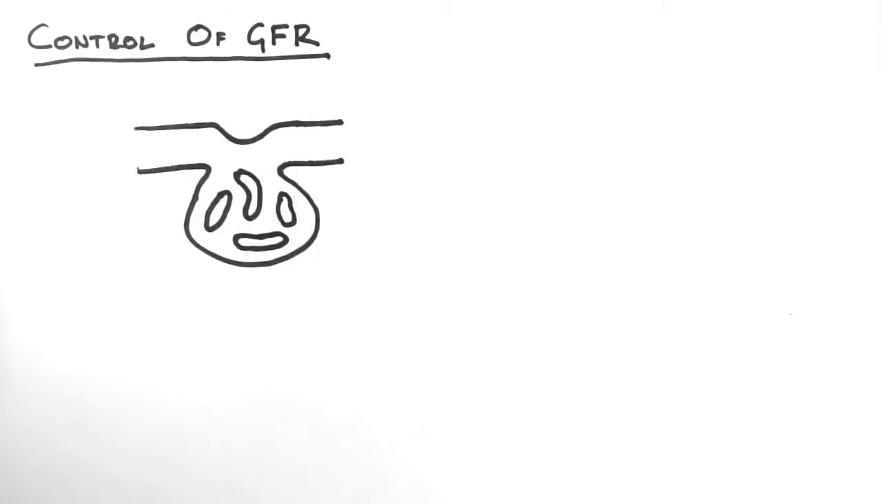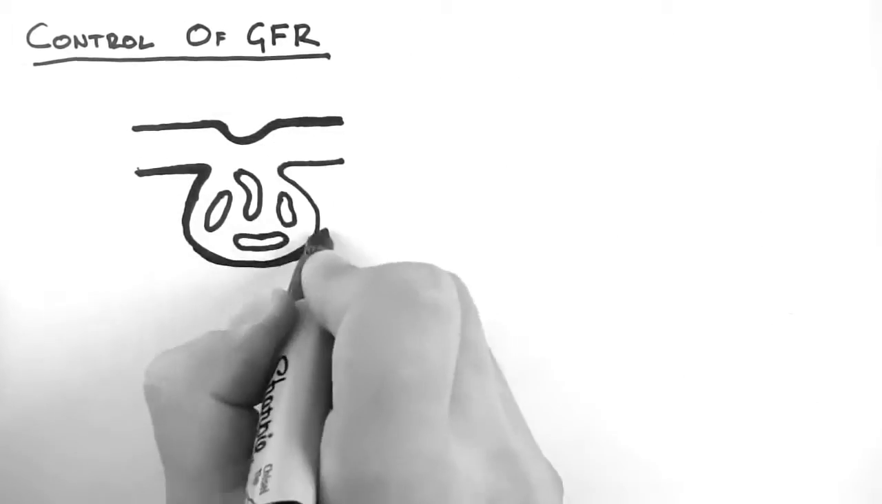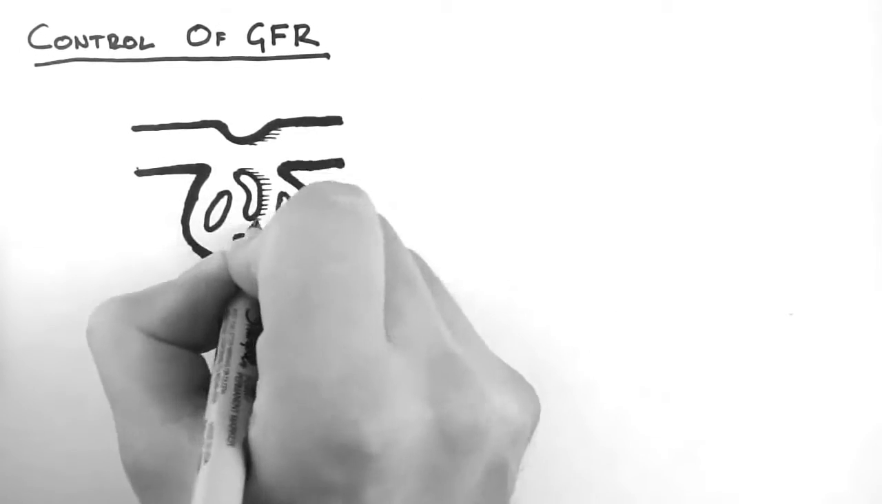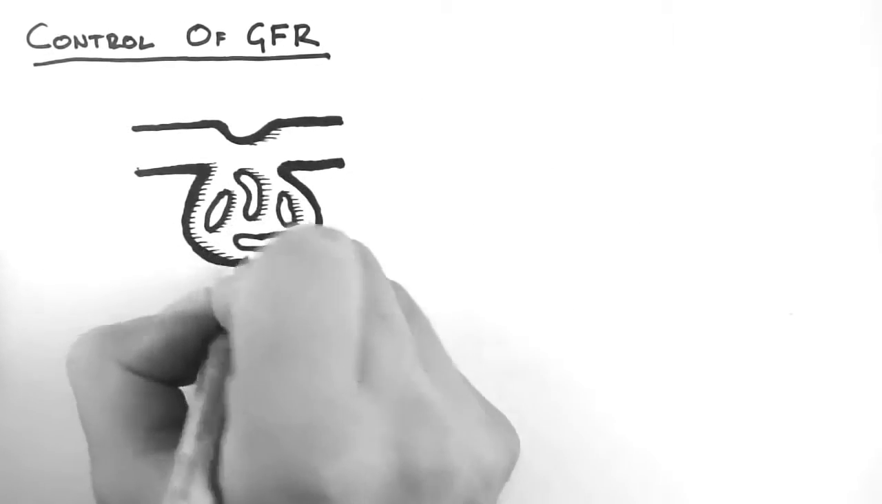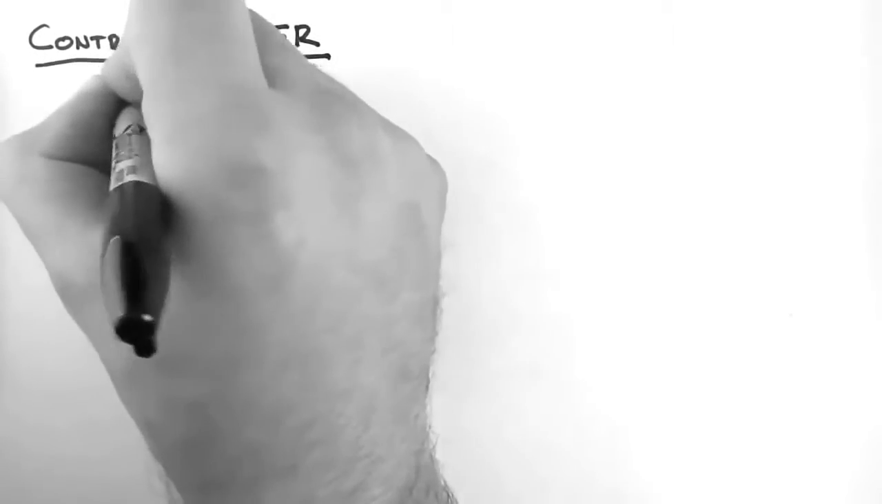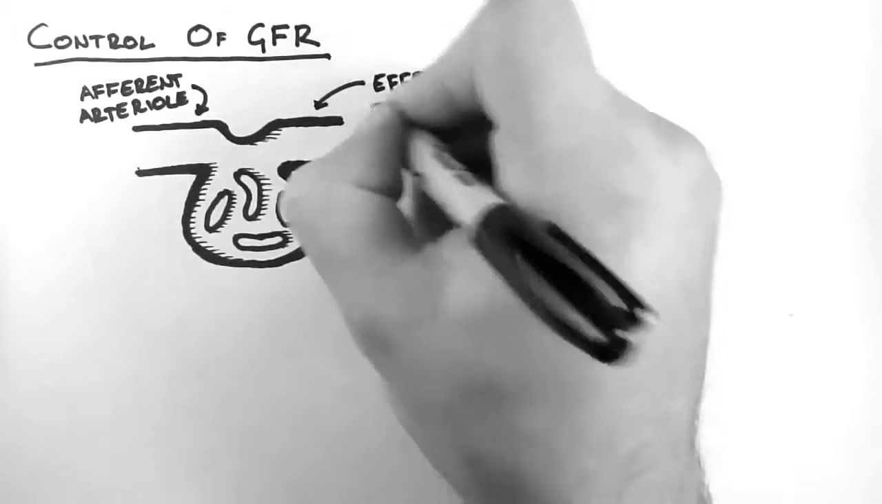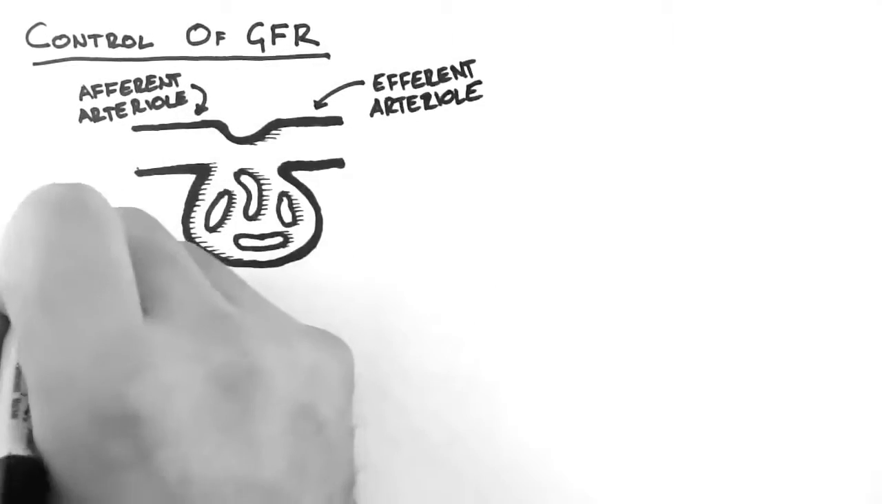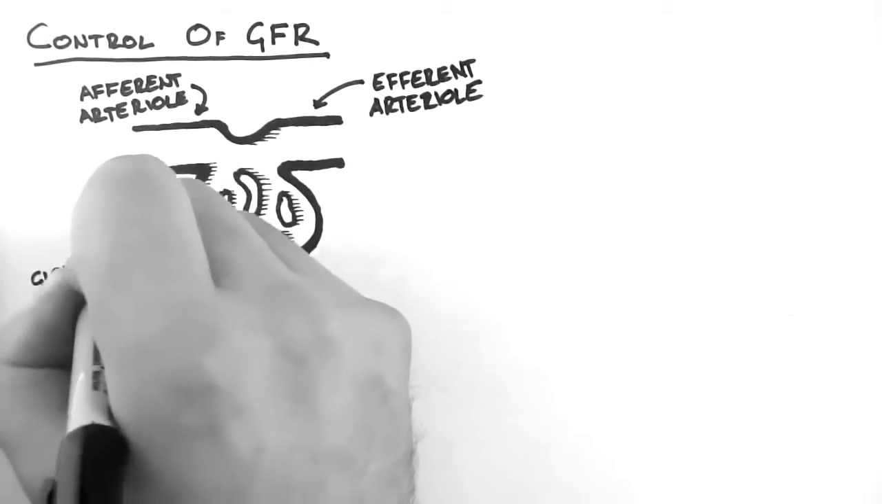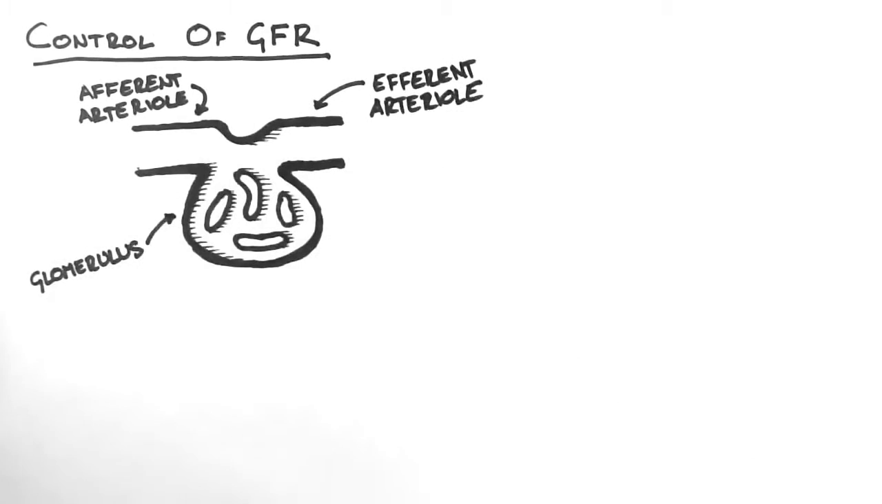So let's begin by looking at the normal situation. Here I have drawn a glomerulus without the Bowman's capsule and surrounding nephron. Here is the afferent arteriole, and here is the efferent arteriole. And this is a network of capillaries known as the glomerulus.